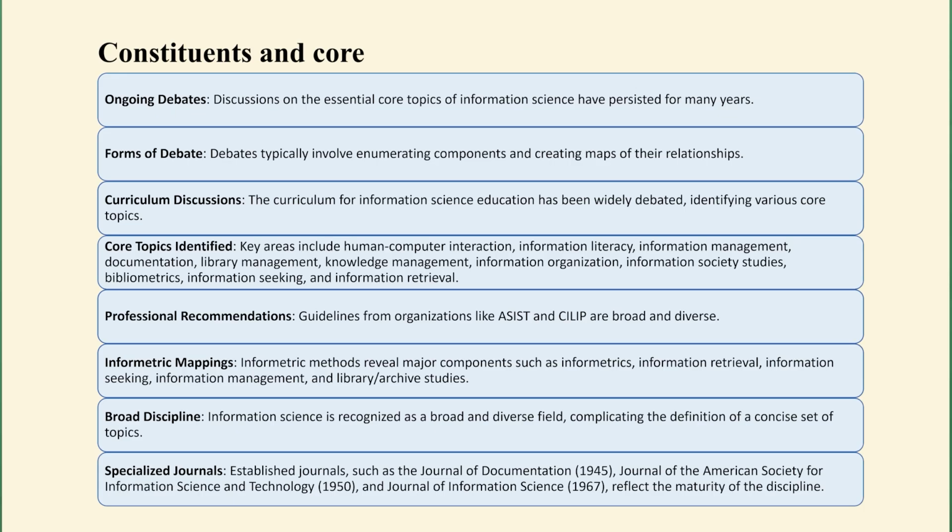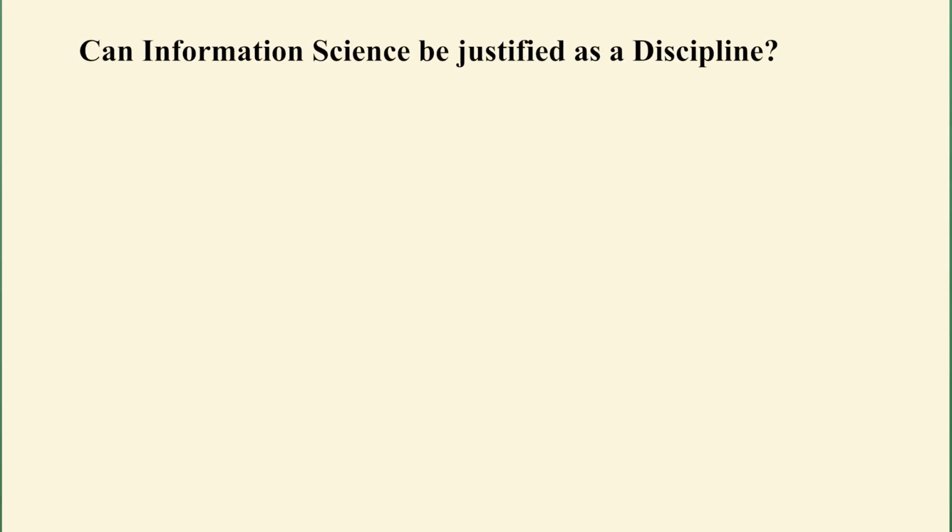Now we come to the most relevant point, that is, justification of information science as a discipline. Information science encompasses a broad range of topics including the management, retrieval and dissemination of information, which are crucial in our increasingly data-driven society. This discipline has evolved significantly over the years, integrating concepts from various fields such as computer science, library science and social sciences, thereby establishing its relevance and necessity in contemporary academia and practice. The justification of information science as a discipline can be articulated through several key points.